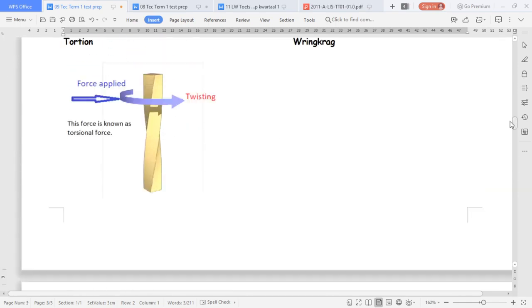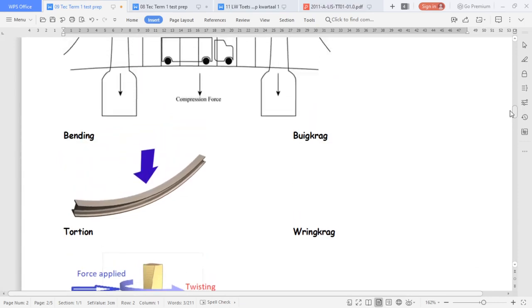So I just quickly want to show you here. So this is wringkrag. With this bending, I just quickly want to go back to this picture with bending. You see there's a force here, and then there's two forces from this side here. So on this side and on this side, it's kept upright by a force coming from the bottom. And then here we've got a force coming from the top, wat dit buig.